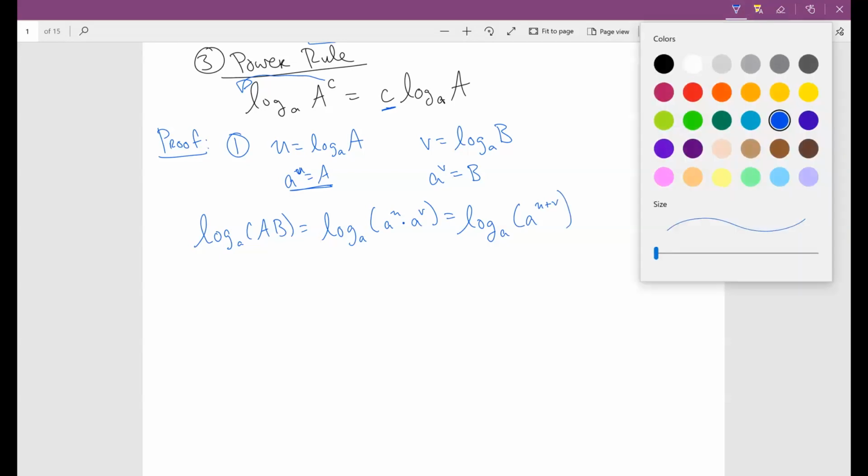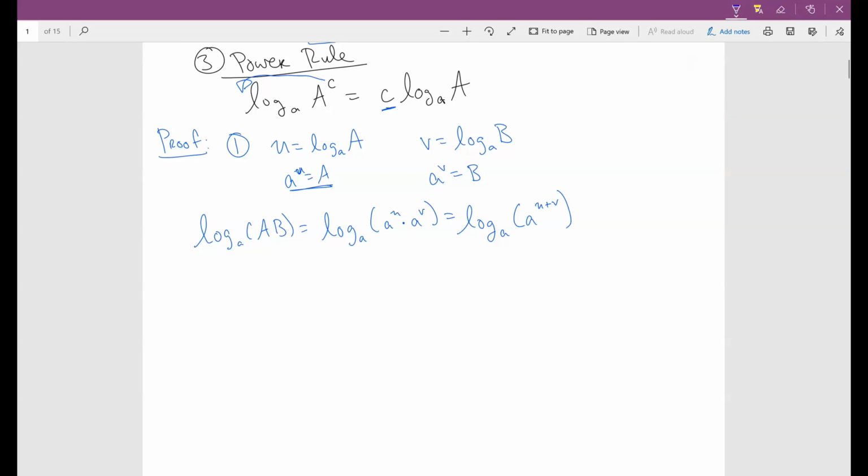Now remember that in the previous video, we said that if you have log base a of a to the x, then this is just equal to x. You can think of the log a and the a canceling out, and you're just left with that x. So here you can think of these canceling out, and all I'm left with is u plus v. Well, I know what u and v are. That's what we said, that u was equal to log base a of A, and v was equal to log base a of B.